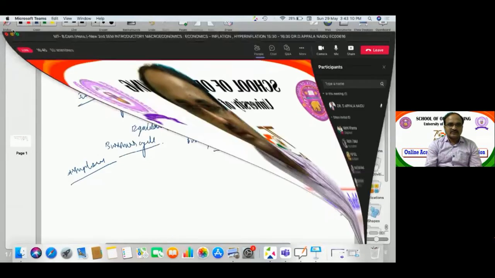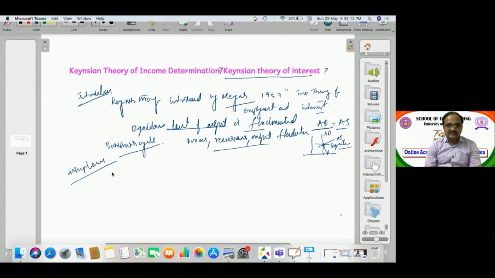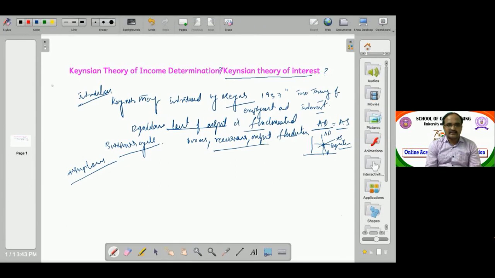Dear students, we are now discussing the basic assumptions of this Keynesian theory, right? So first we need to discuss what the first assumption is. The first assumption is that the prices of goods and factors of production do not change. This is the one assumption.